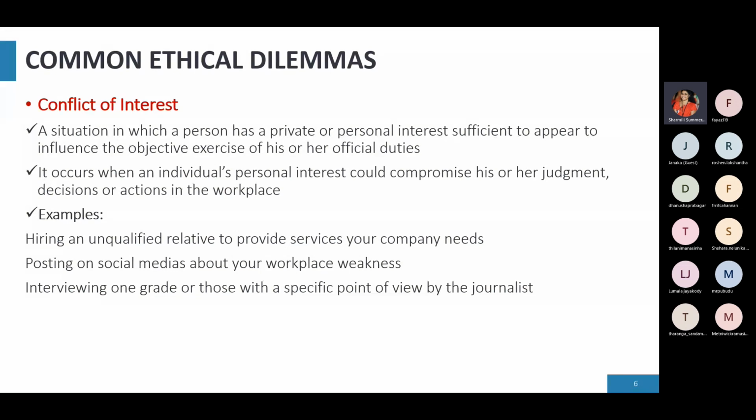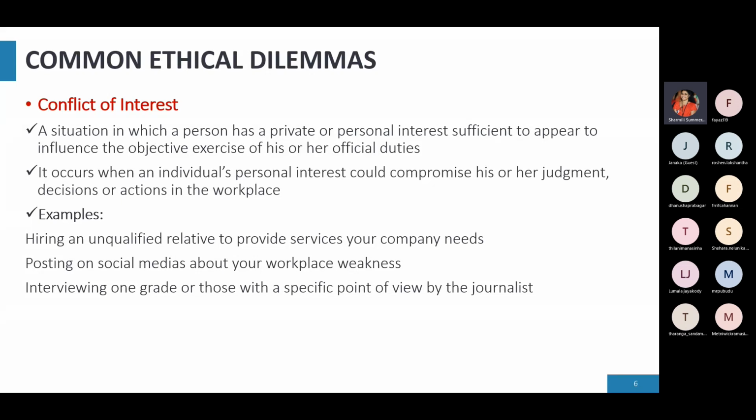So we are telling it as a conflict of interest. That is one kind of conflict of interest. Another one is when a person who is working here posts on social media about your workplace weakness. If you have any personal problems with the employer of the company, then as an employee, you are going to start to post the weakness. So think about the situation.